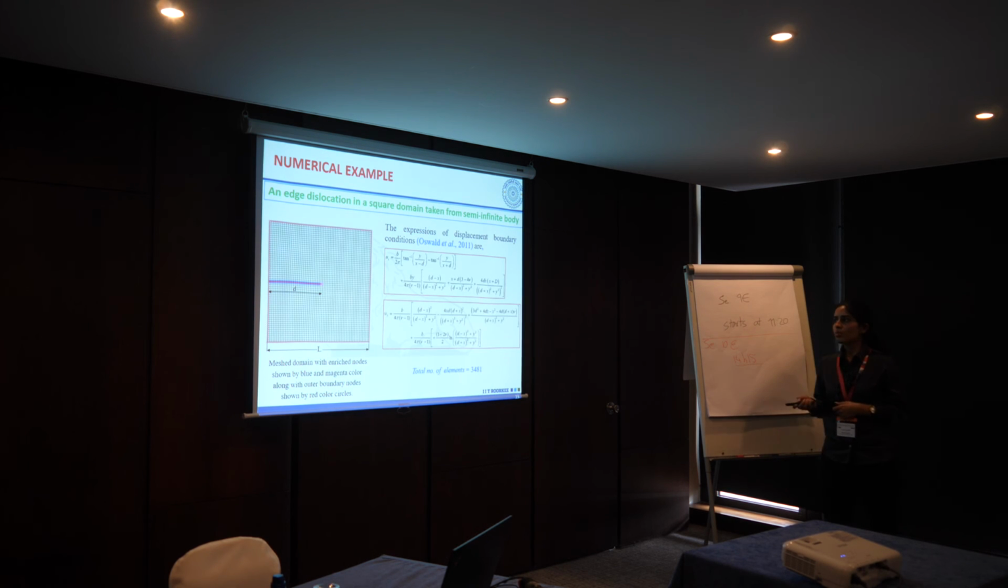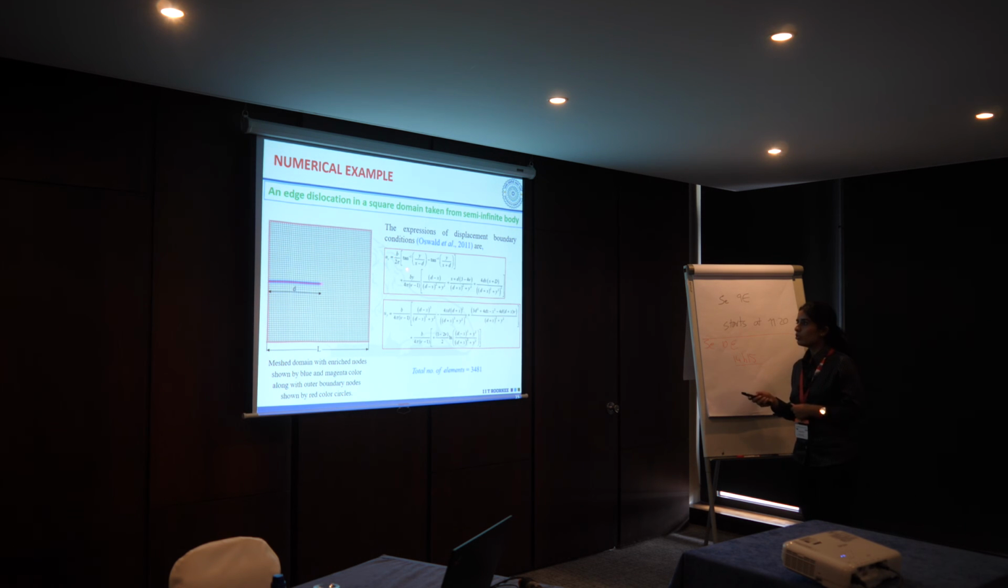Now, to solve this problem, the outer red squares show the external boundaries. Magenta shows the dislocation core, and blue shows the nodes on the elements which are on the glide plane. To consider this, these are the expressions used, which are the analytical solution of a dislocation present in a semi-infinite semiconductor body.